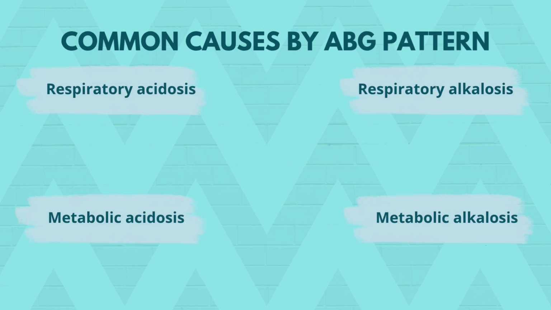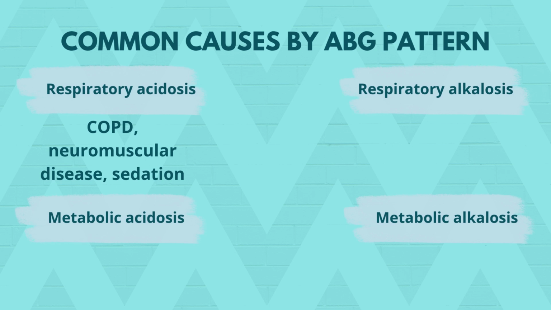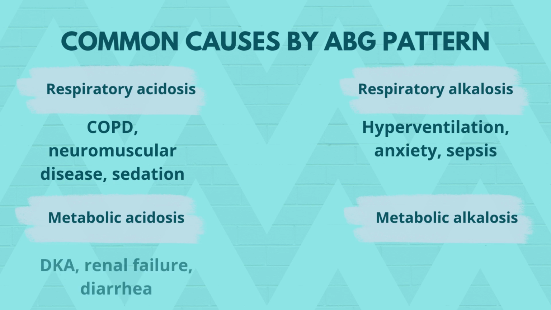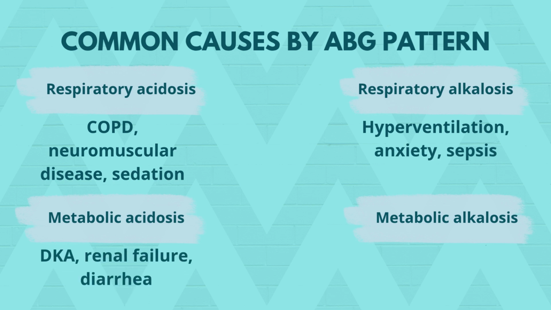If we take a look at the common causes by an ABG pattern, a respiratory acidosis is commonly caused by COPD, neuromuscular disease, or sedation. A respiratory alkalosis is often caused by hyperventilation, anxiety, or sepsis. A metabolic acidosis is often caused by diabetic ketoacidosis, renal failure, or diarrhea. And a metabolic alkalosis is often caused by vomiting, diuretics, and antacids.